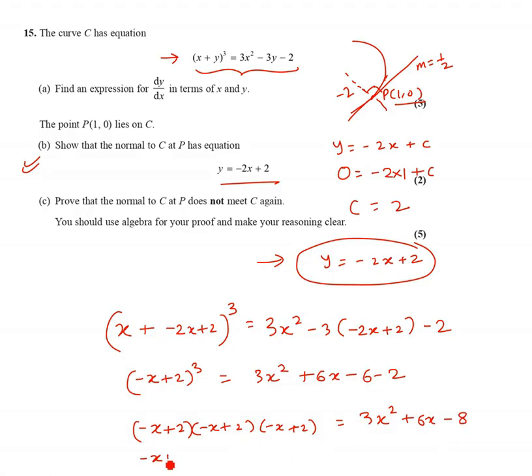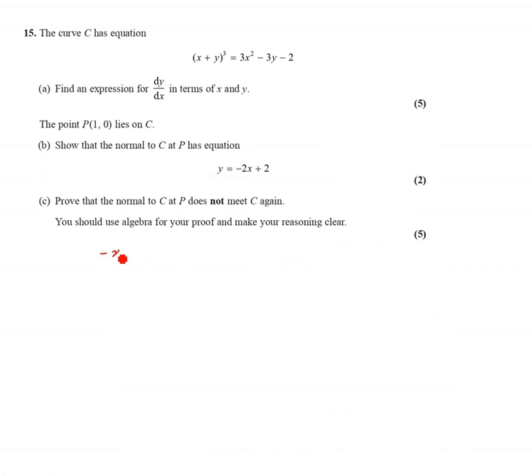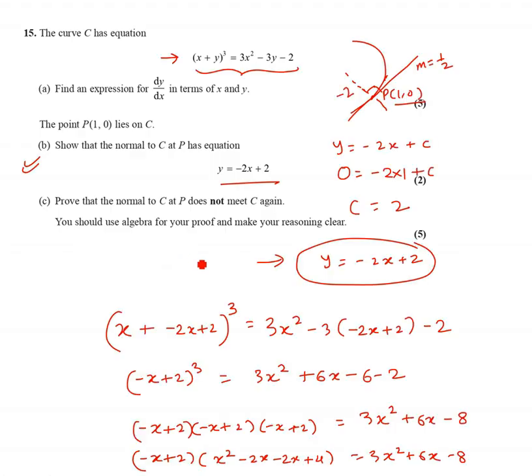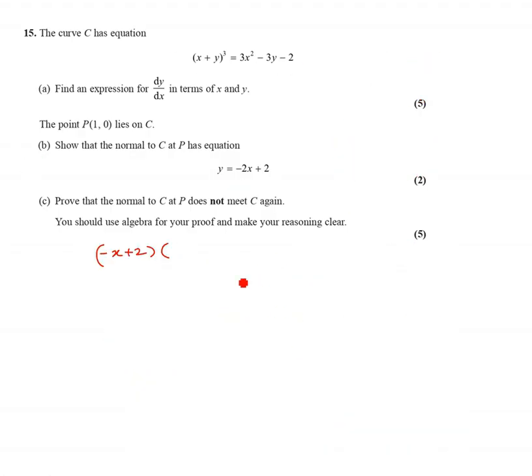Then this is minus x plus 2, and minus x times minus x is x squared, and minus x times plus 2 will be minus 2x, minus plus 2 times minus x will be minus 2x plus 4. Then this becomes minus x plus 2 times x squared minus 4x plus 4. There may be a simple method, but let's figure out with this one if we can solve this. So this is 3x squared plus 6x minus 8.